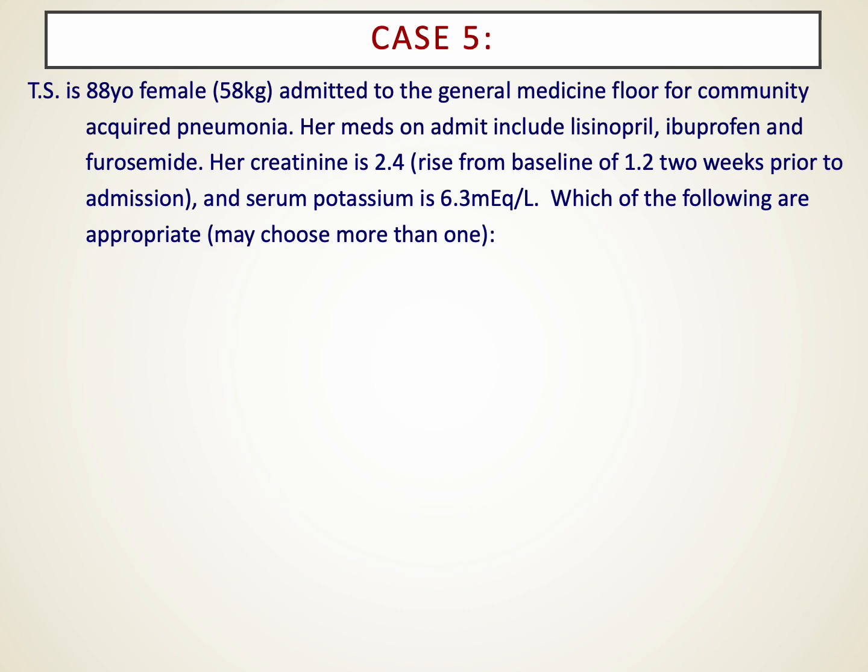So let's look at case 5. TS is an 88-year-old female, 58 kilograms, admitted to the general medicine floor for community-acquired pneumonia. Her meds include lisinopril, ibuprofen, furosemide. Her serum creatinine is 2.4, which is a big jump from 1.2 prior to admission 2 weeks ago at her office visit. Her serum K is 6.3. Which of the following are we going to do?